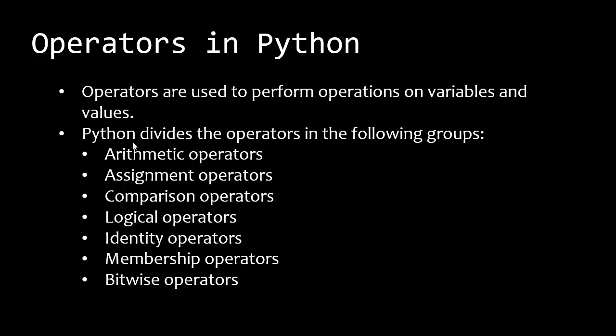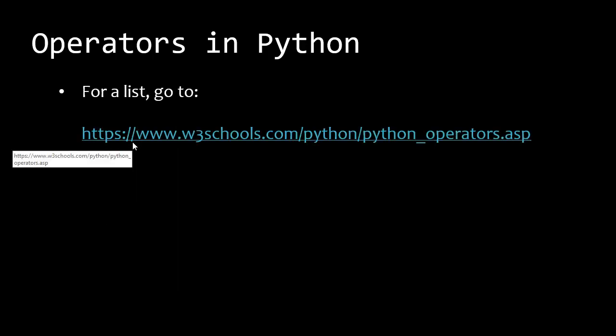Operators. Operators are used to perform operations on variables and values. Python divides the operators into the following groups: arithmetic, assignment, comparison, logical, identity, membership, and bitwise. For the most part, these are the same type of operators as you've seen already in previous languages, and very similar to other languages, especially those derived from C, like Java, C#, PHP, and so on. Okay? For a list of these, we'll go to W3 Schools.